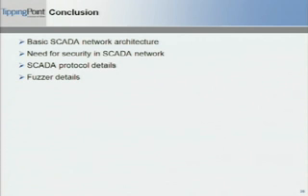The conclusion is basically the basic SCADA network architecture that I discussed with you, why we need security over there, the SCADA protocol details that I gave you, and the fuzzer details. So if you want to build one, not just for SCADA but for any other reason, you can do it. The Black Hat slides for the Sulley fuzzer are also out there, so you can use that as a better guide too.